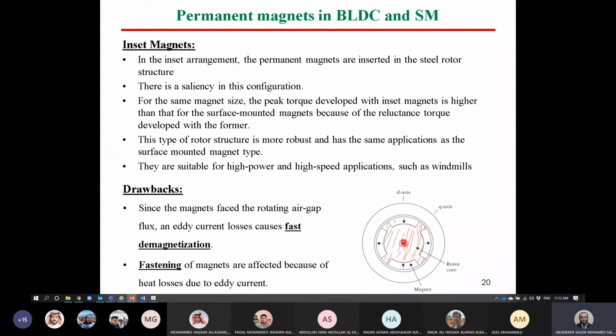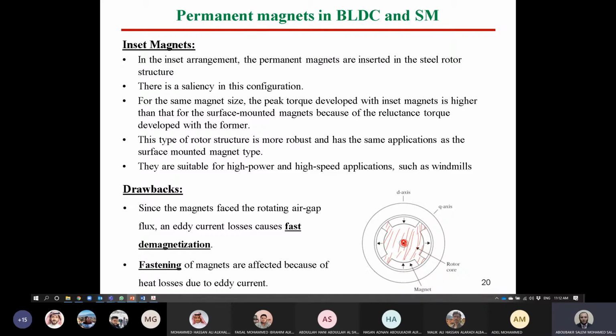However, we still have some drawbacks. First, we still have the magnets placed across the air gap, so we still have the problem of fast demagnetization. This is number one. Number two, fastening of magnets is also affected because of the losses due to eddy current. So we still have the same drawbacks, guys, of the previous motor, the previous insertion of magnets. However, this one is better due to the saliency, due to the better torque performance.